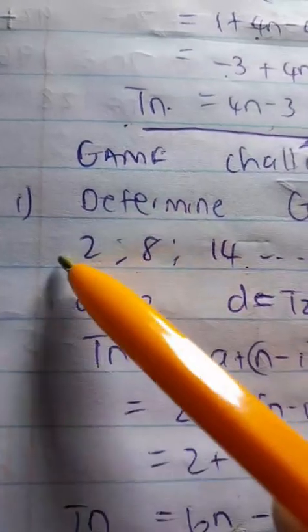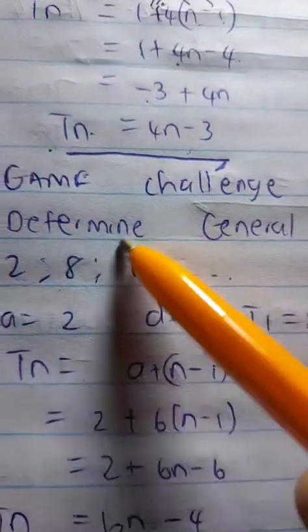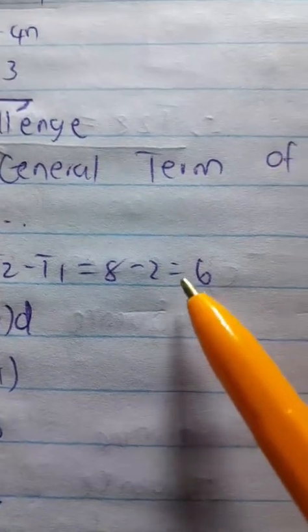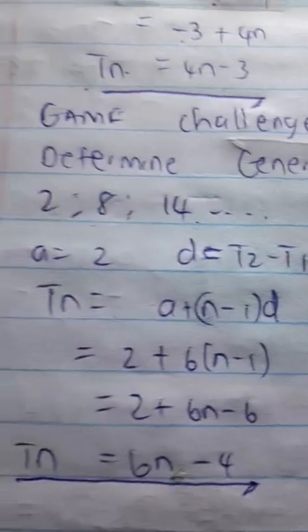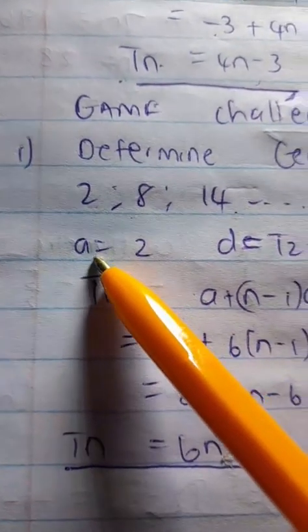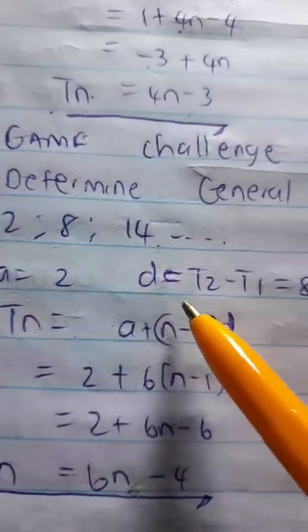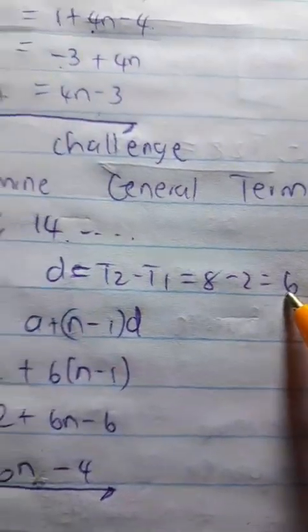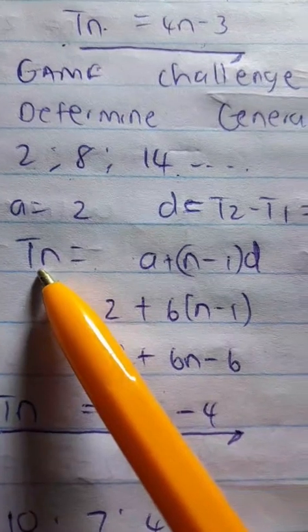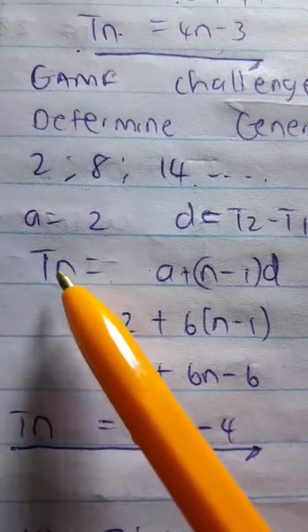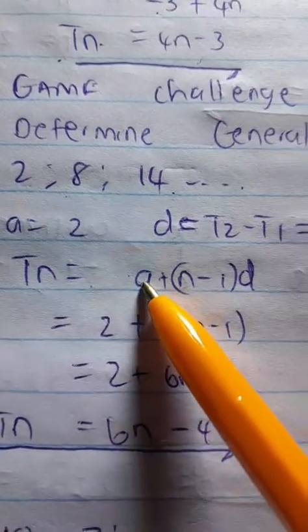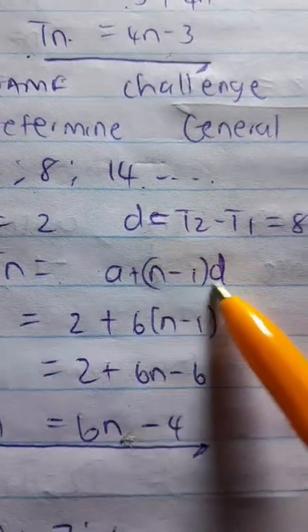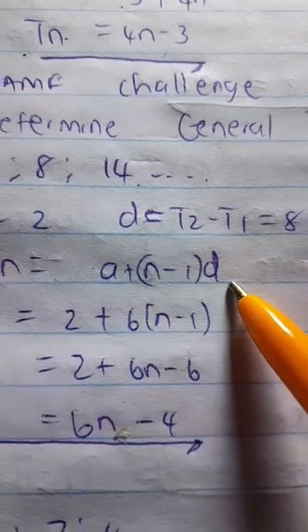D, our constant difference. We take term 2 minus term 1, which can be supported by term 3 minus term 2. We get 6. 8 minus 2 is equal to 6. So you should all have a first term, which is 2, that's A, and a constant difference, that is 6. Then you write out the general term formula for your arithmetic sequence, which is Tn is equal to A plus brackets n minus 1, close brackets D.